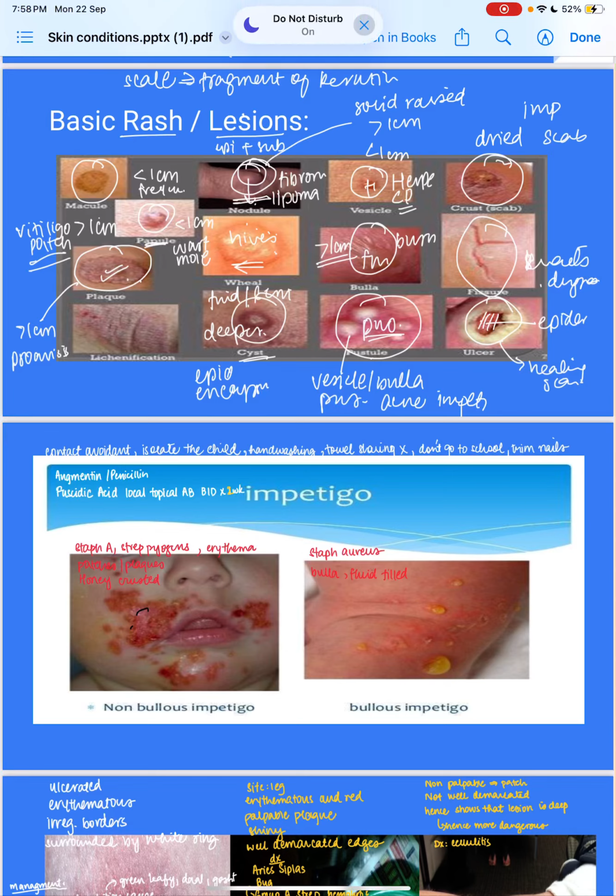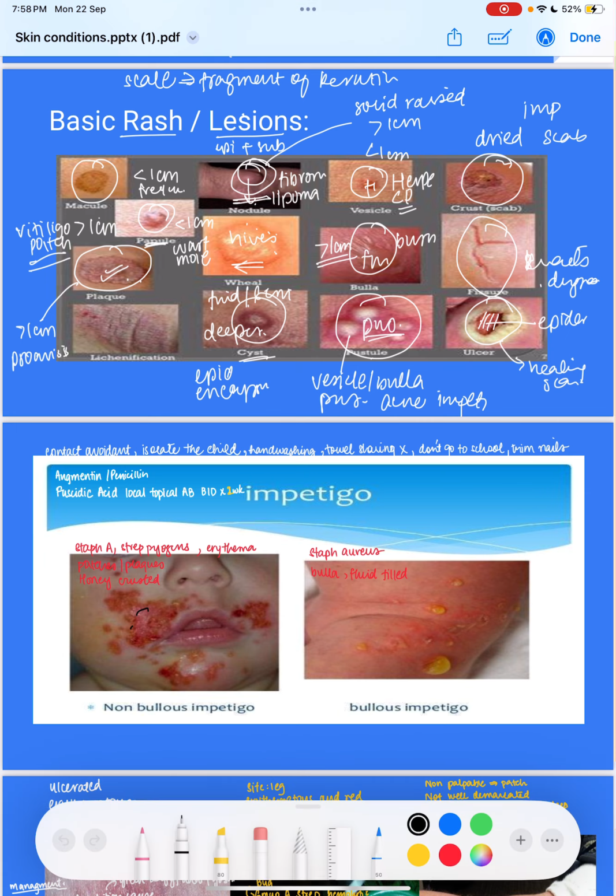Okay, so now we're gonna look at impetigo. And impetigo की मैंने दो ऊपर बताई थी कि क्या क्या चीज़ें हैं. So we saw that when we would describe it, right? For example, we're describing this picture.